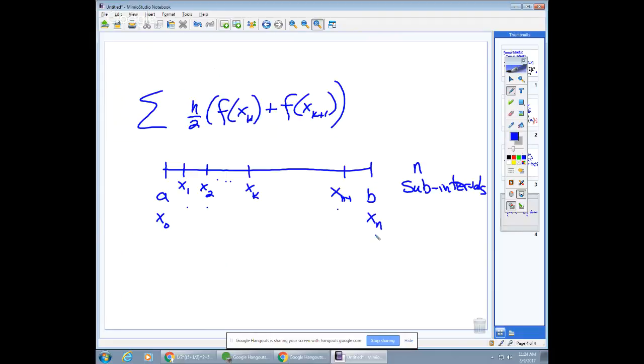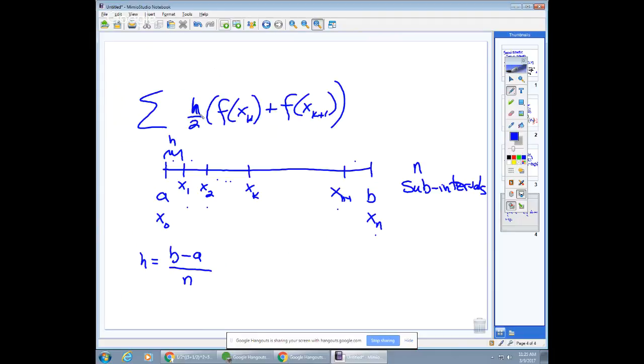Okay. And that gives me n chunks that are all supposed to be the same size here. The width of each of those we usually call h. Sometimes we call it delta x. And remember, h is always the width of the interval, b minus a, divided by how many chunks you made, n. So that's this number h up here, the width of each subinterval.